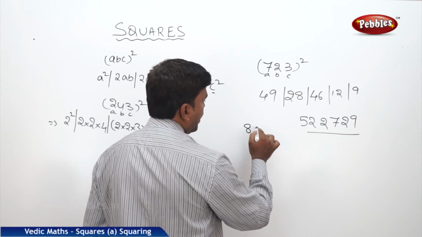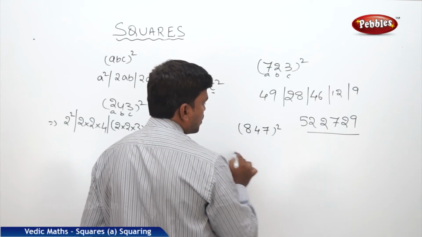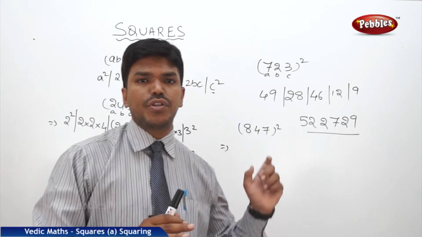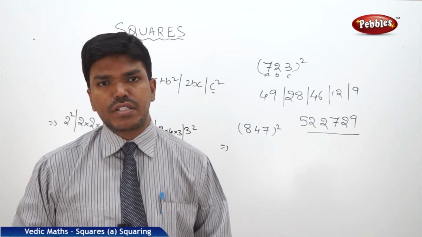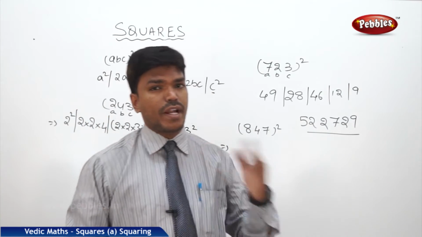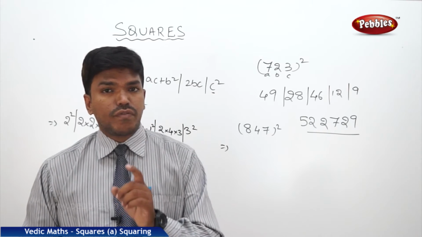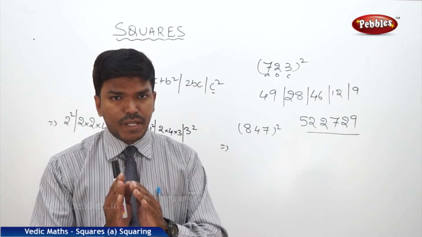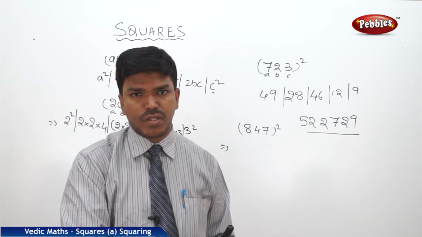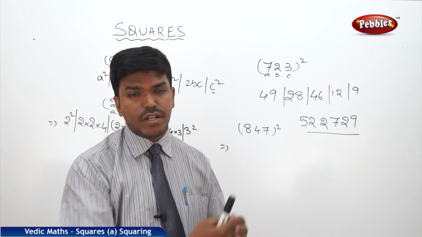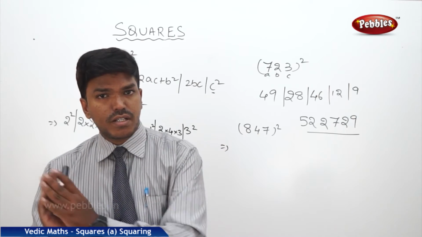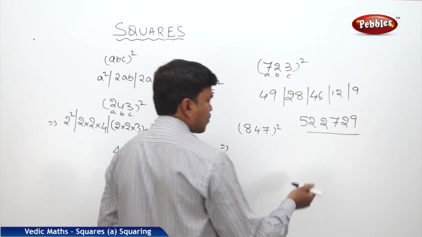I need 847 square. You need to remember the formula. Somehow you need to remember the formula and apply that in the triple digit square. So 847 square. What is the formula? If you start from left to right, the formula is a square, 2ab, 2ac plus b square, 2bc, c square. If you start from the right side, c square, 2bc, 2ac plus b square, 2ab, a square. So we'll start from the right side now.